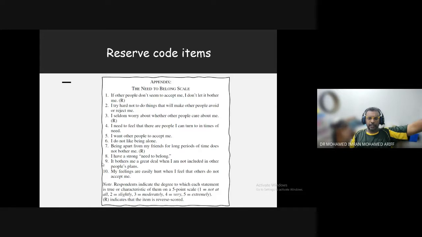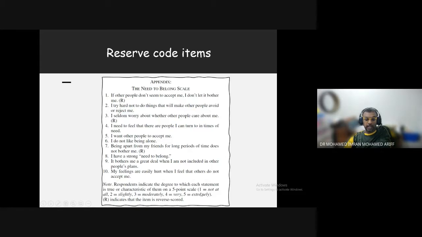Okay, so these are reverse coded items. If other people don't accept me, I don't let it bother me. So these are reverse coded. So these items, jawapan ini dalam bentuk it's a scale between 1 to 5. Okay, contoh soalan, contoh nombor 2. I try hard not to do things that will make other people avoid or reject me.